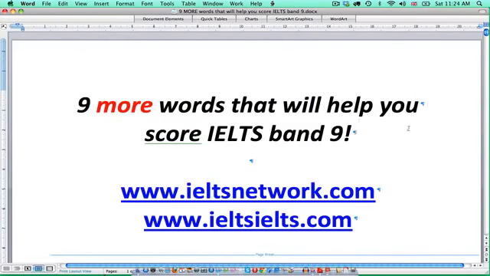Today we are looking at 9 more words that can help enhance the academic tone of both your speaking and writing.